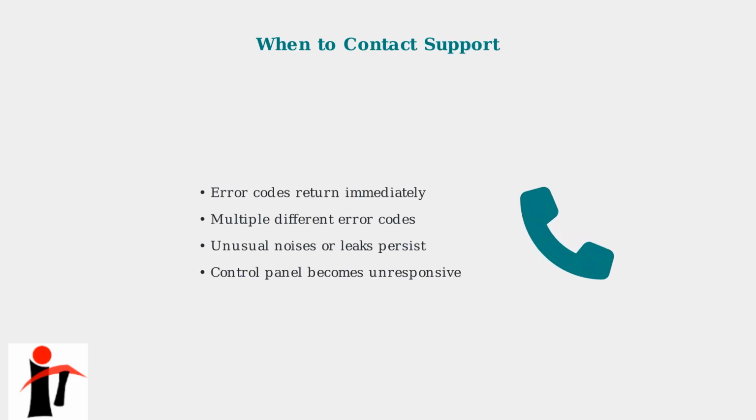If these reset procedures don't resolve the issue, it may be time to contact professional support. Watch for these warning signs that indicate a more serious problem. Remember, these reset procedures resolve most common dishwasher issues. Start with the power reset, then try control panel resets, and finally the door latch reset if needed.